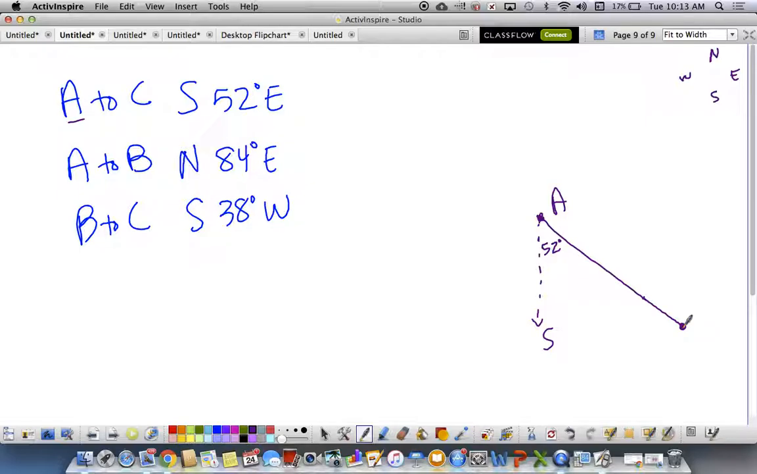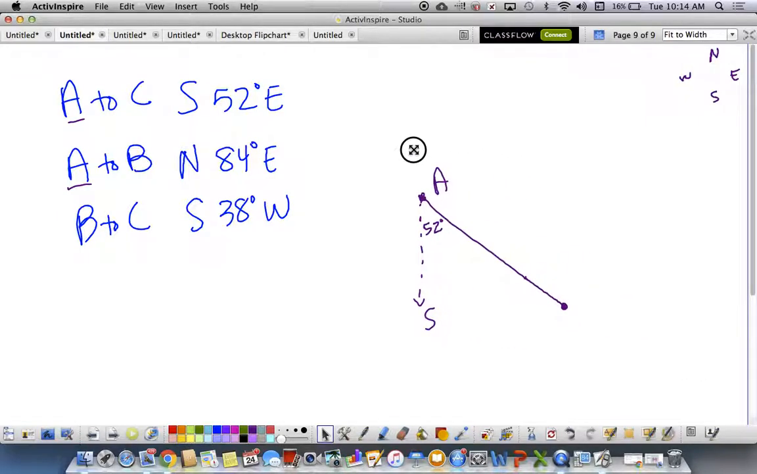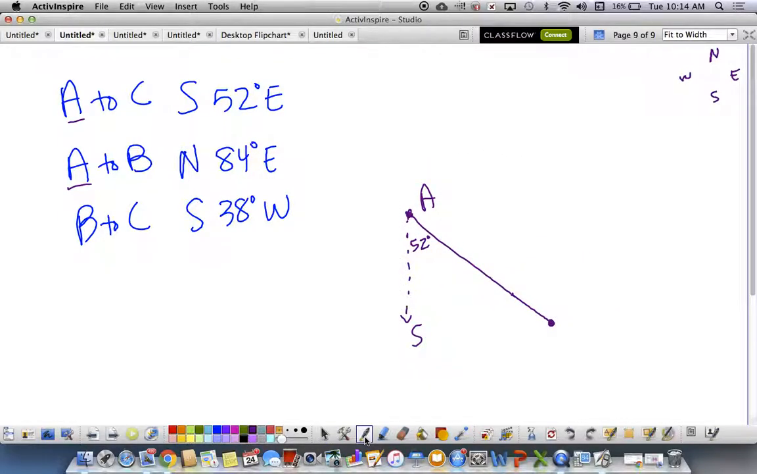So how about from A to B. Let's keep going. From A to B. Where are we going? North. North what? Wait, isn't that C right there? Yes. I'm just messing with you. Do I need to go ahead and label it? Sure. So from A to B. So where are we starting at? A. And where are we going? North and east. So northeast, north 84 degrees east.